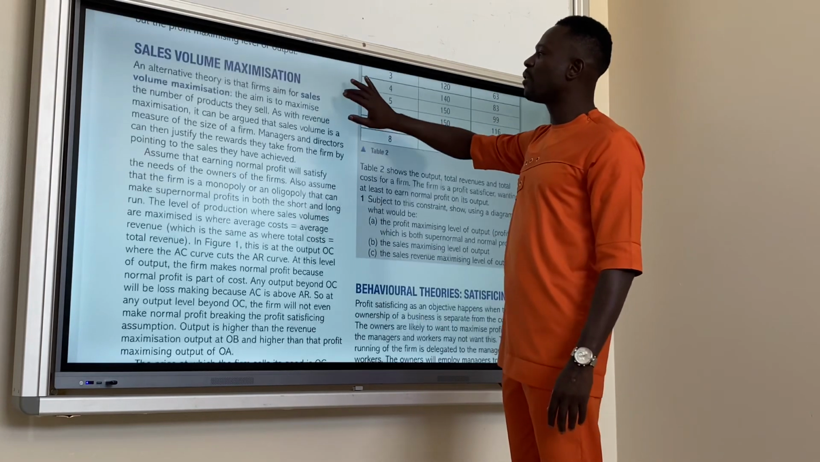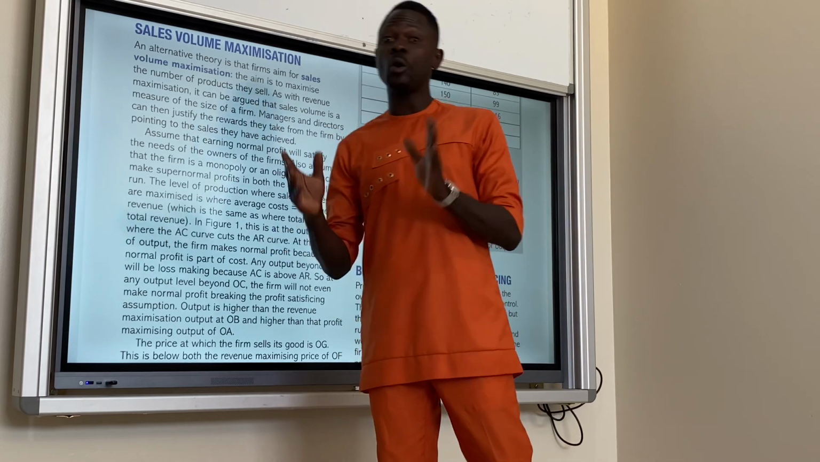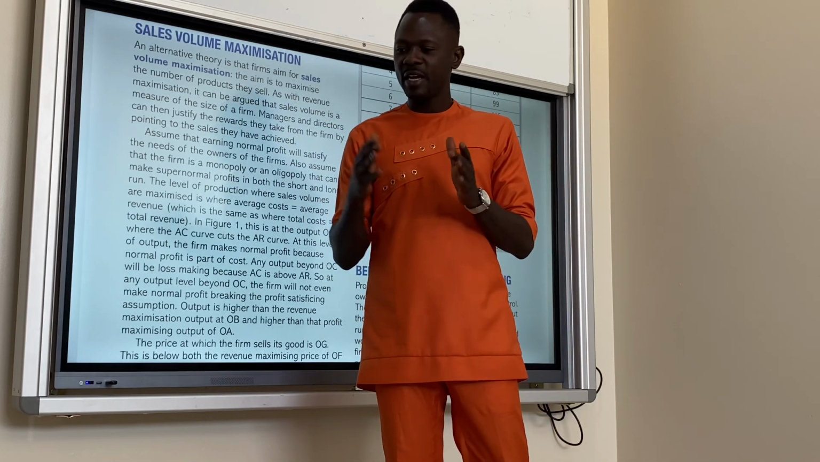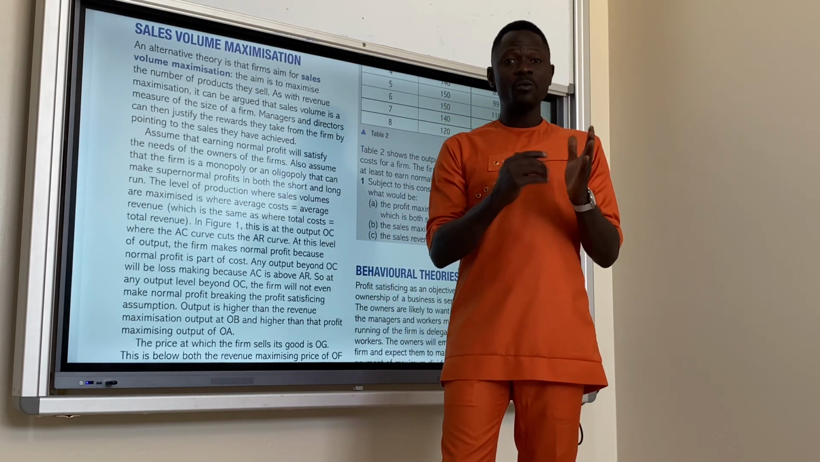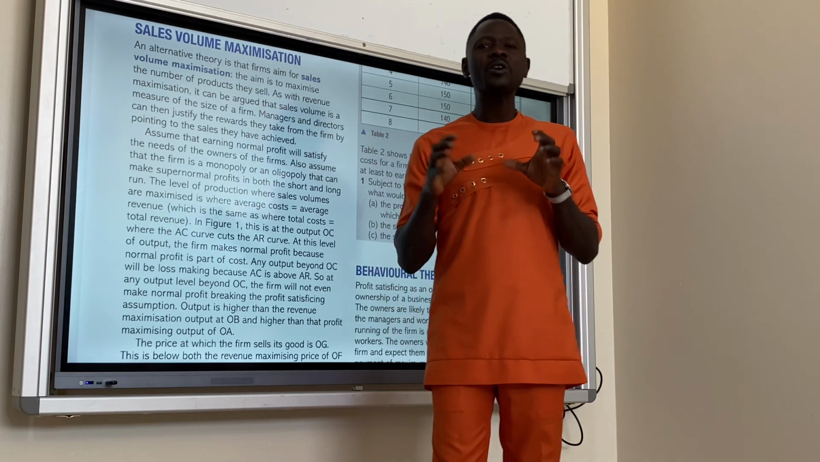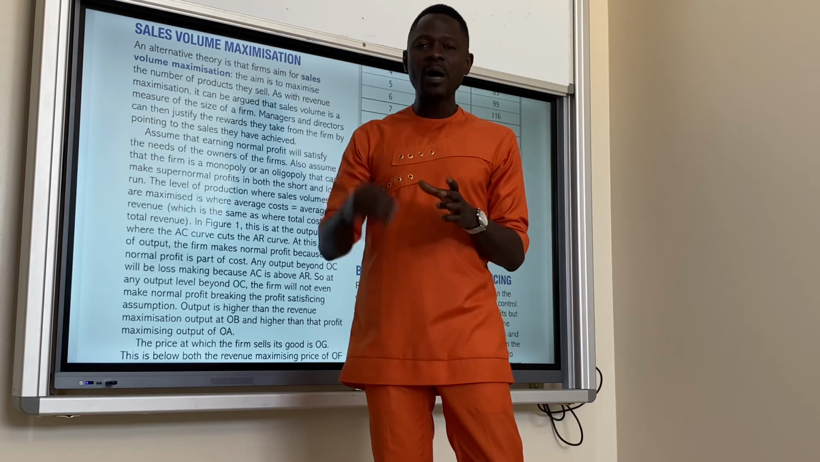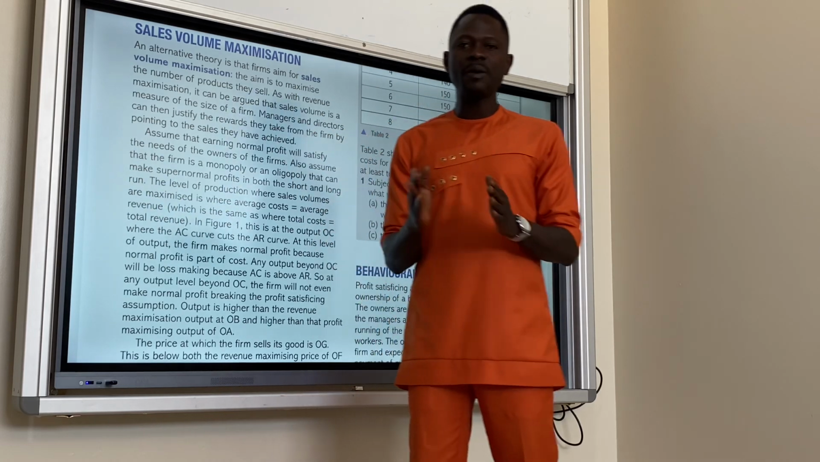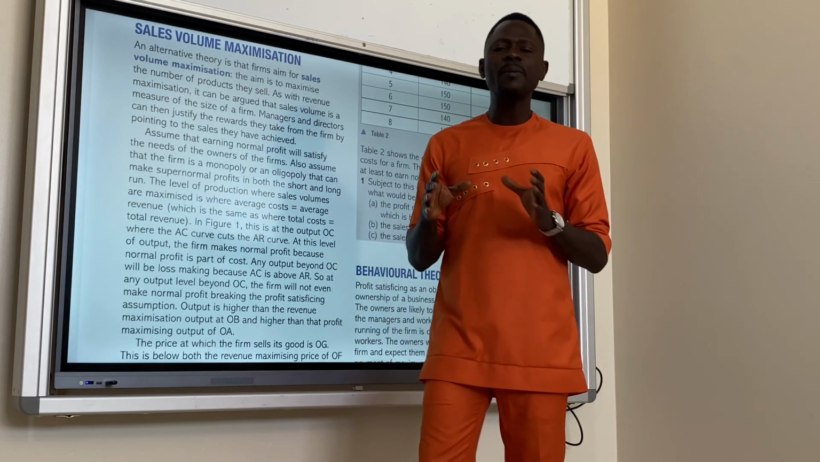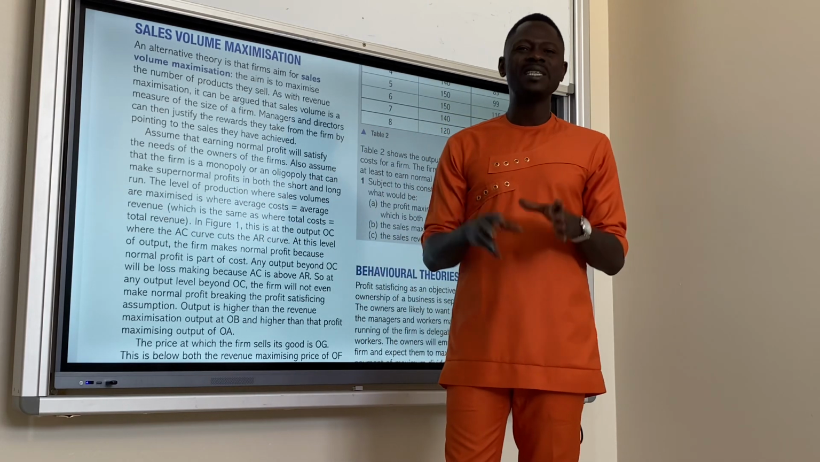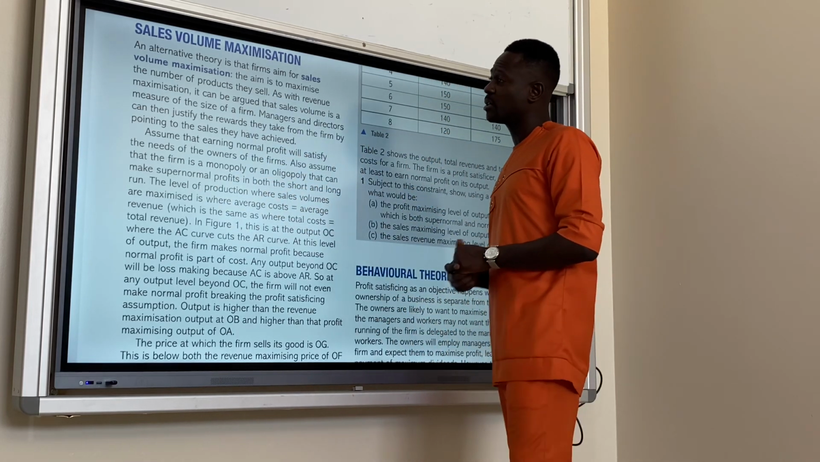Then we go into sales volume maximization. Sales volume maximization is not the same as revenue maximization, though. But we can't talk about revenue maximization without talking about the amount of sales we do. So when we talk about sales maximization, we're simply talking about the volume of what we sold. Revenue maximization is talking about the amount we made in sales. So that's the difference between revenue and sales. Sales talks about the volume, revenue talks about the amount sold. So for sales volume maximization, I'm going to read.